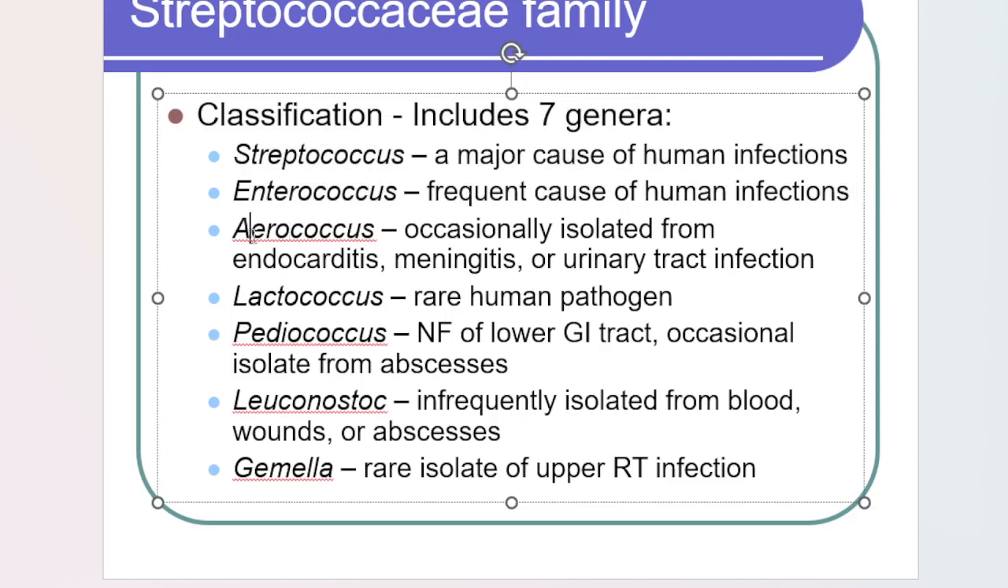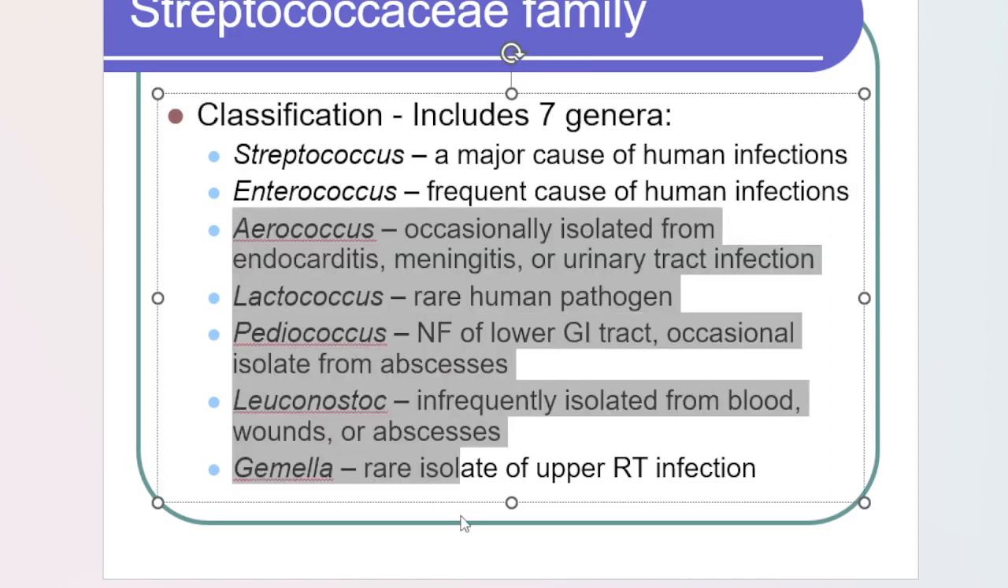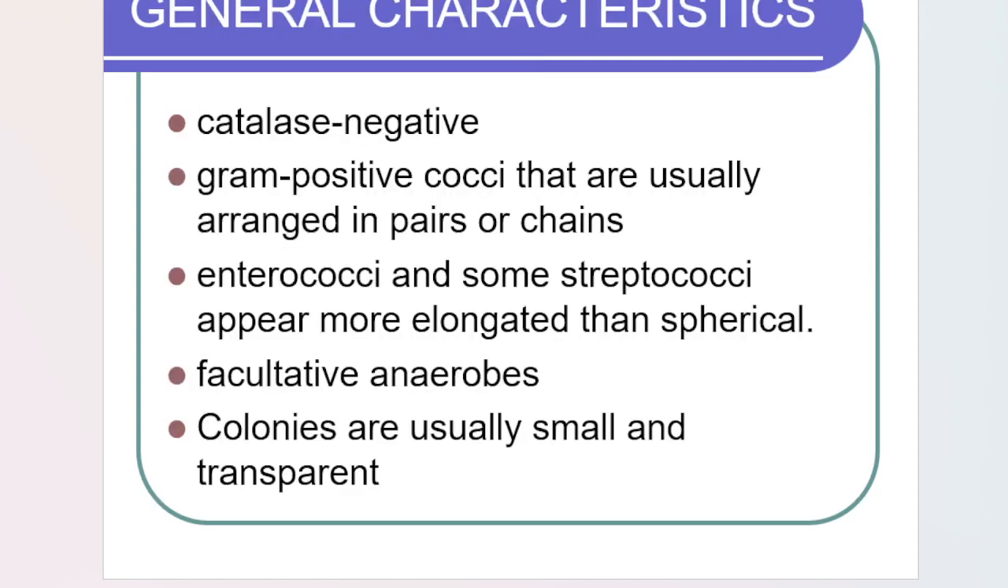Okay? Others are not that frequent. So, the most medically important are the two, Streptococcus and Enterococcus. Historically, Enterococcus was classified under Group D Streptococcus. But from previous investigations, it was reclassified into another genus. Thus, we now have the Enterococcus.